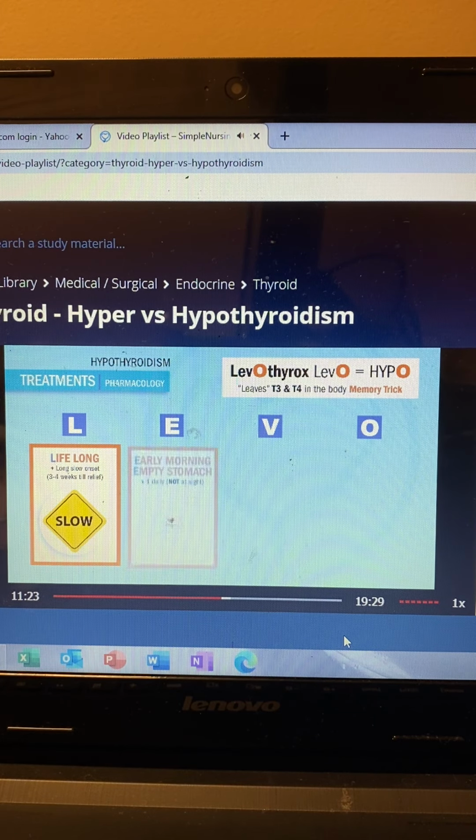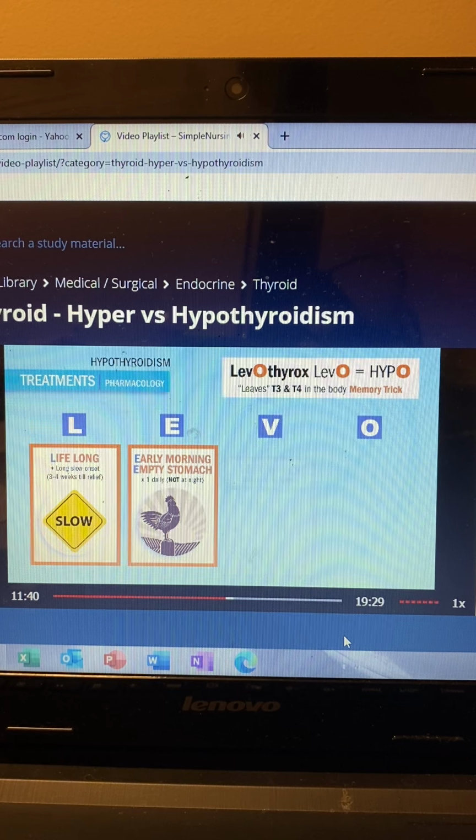E is for early morning and empty stomach. Always 30 to 60 minutes before breakfast. One time a day at the same time every day. Never at night. Levo is always in the morning when you levantate, or basically get up.